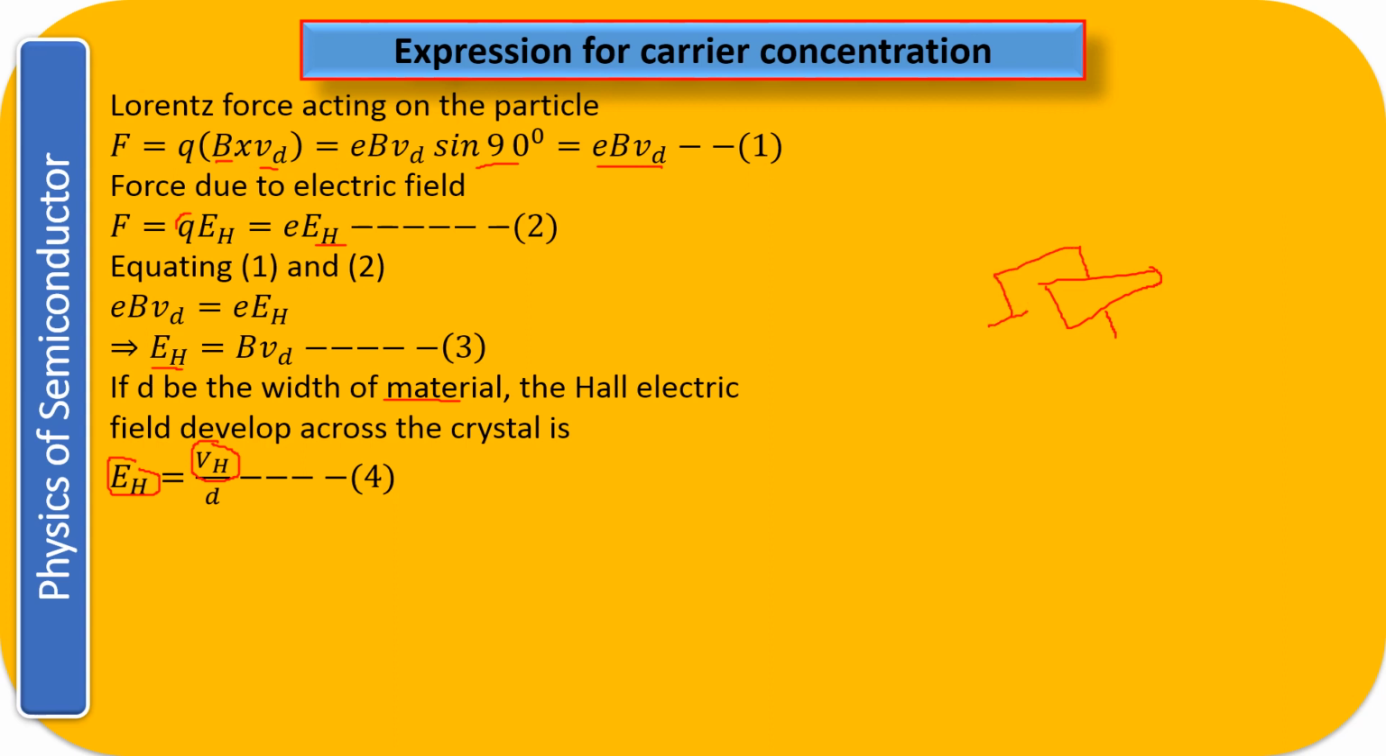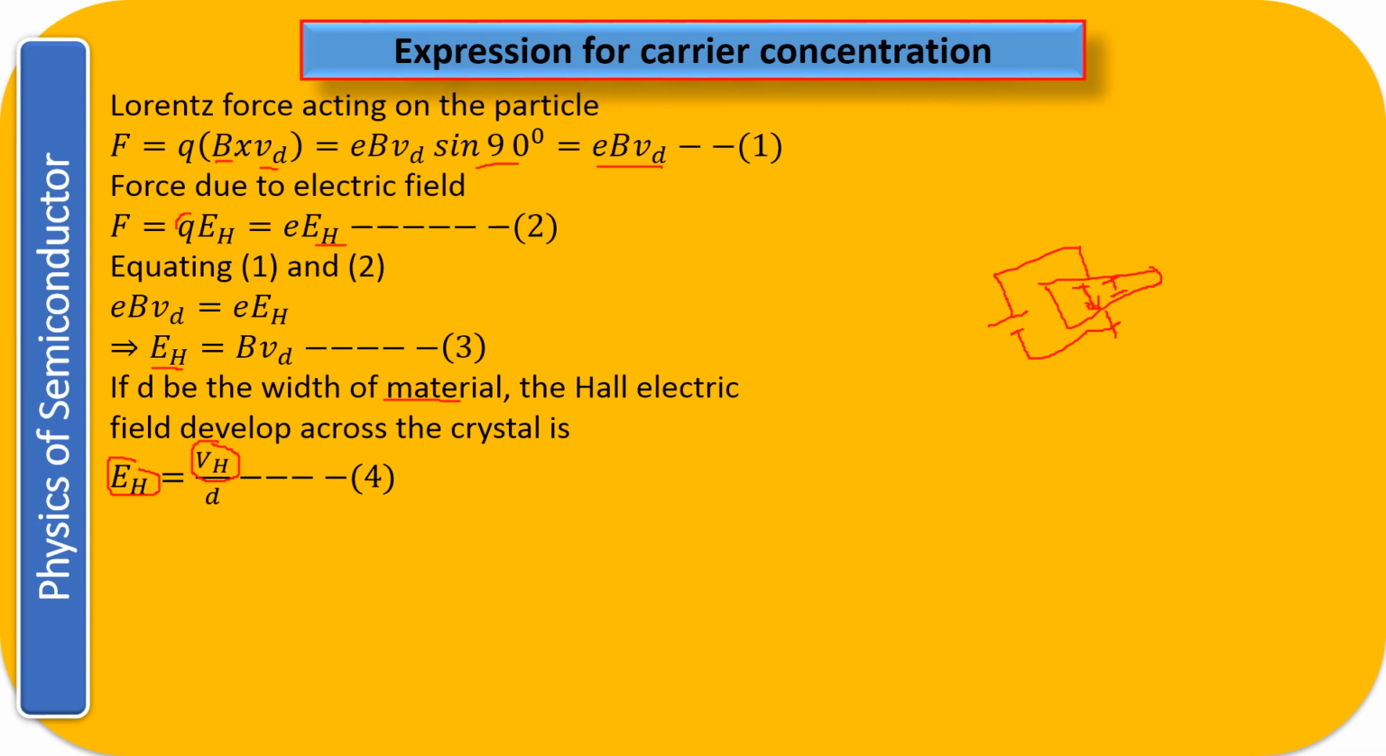And we are calling this a Hall voltage, so we are calling it VH. So this is the voltage that has been developed. How has this voltage been developed? Because here you have the positive charge, here you have the negative charge, and because of this an electric field has got developed, right?